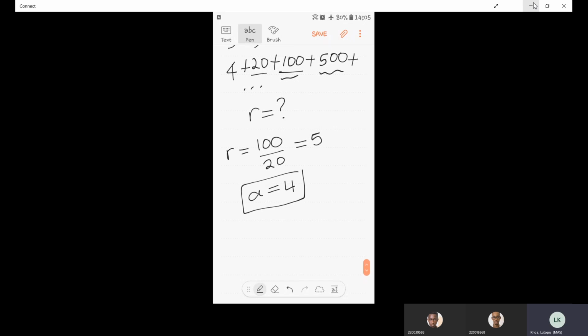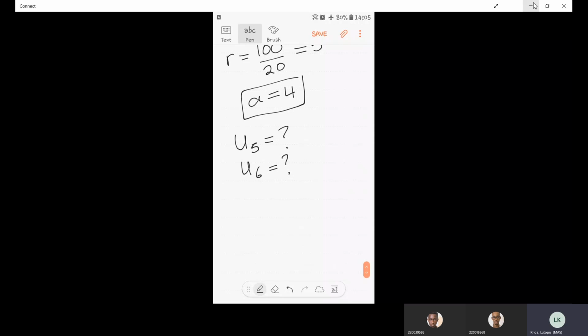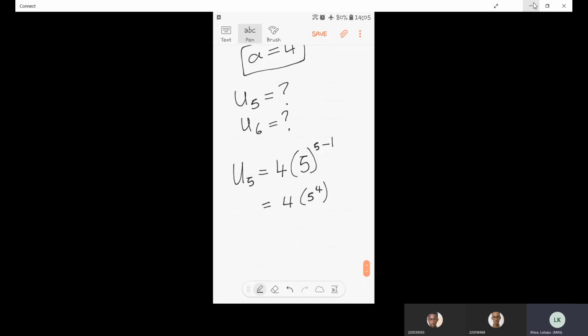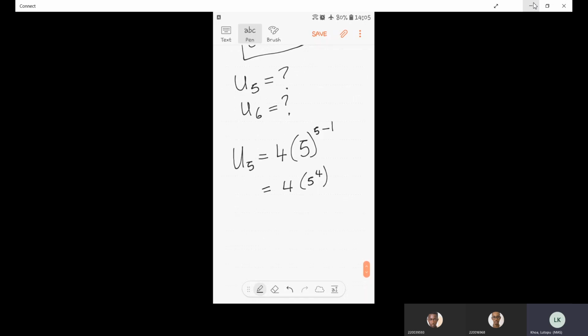Then I am asked to work out the next two terms. So here I have 4 terms, so I need to work out U5 and U6. These are the two terms that I need to work out. Now I know that U5 is given by A, which is 4, times R, which is 5, to the power of 5 minus 1. So this is just 4 times 5 to the power of 4, and this you work out on your calculator.